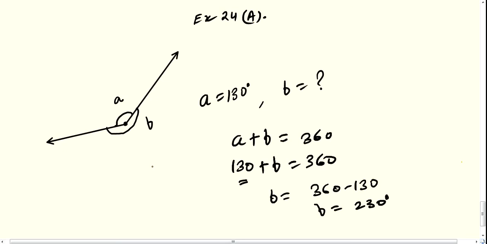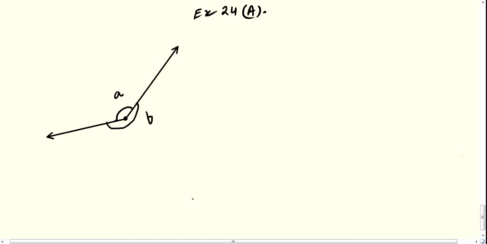Clear? Then next, second condition: we have that the value of B is 200 degrees. Find A. So again, same question: this total angle is 360 degrees, and we have B, so we have to find A. So A plus B equals 360. Put the value of B, and simply you will get A. So solve this one.